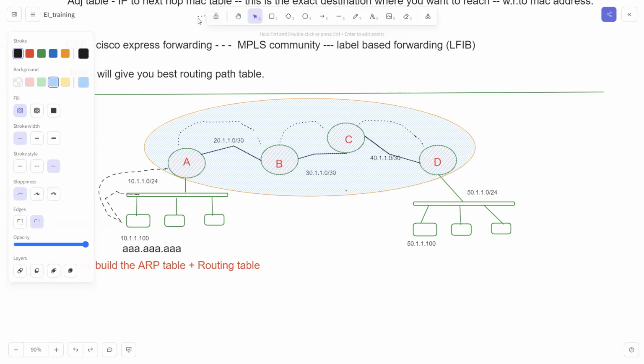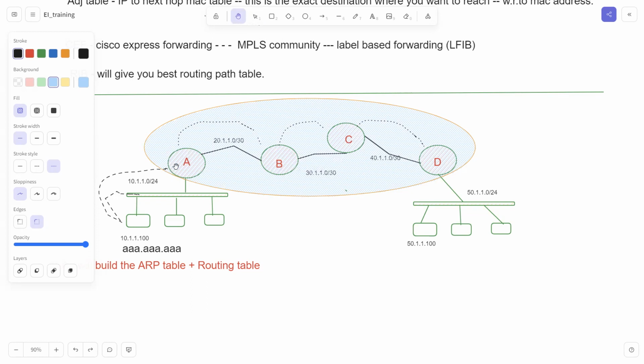How A can reach D. What is happening here? How A can reach B, B, C, C, D, etc. So in that case, router A will maintain the routing table as well.